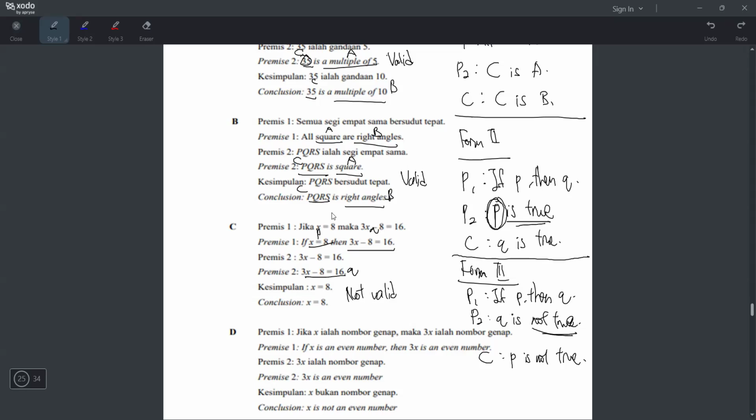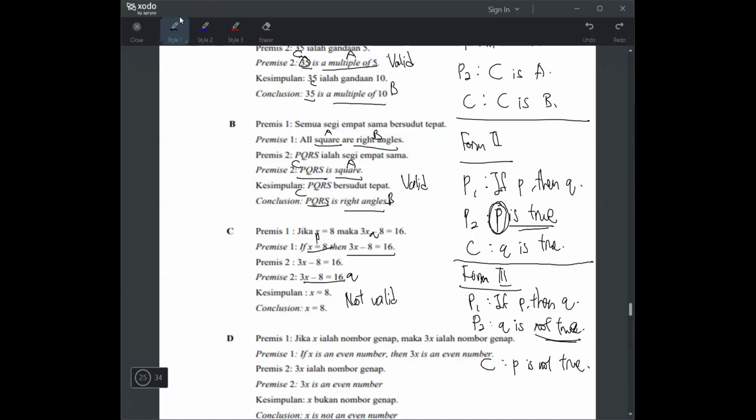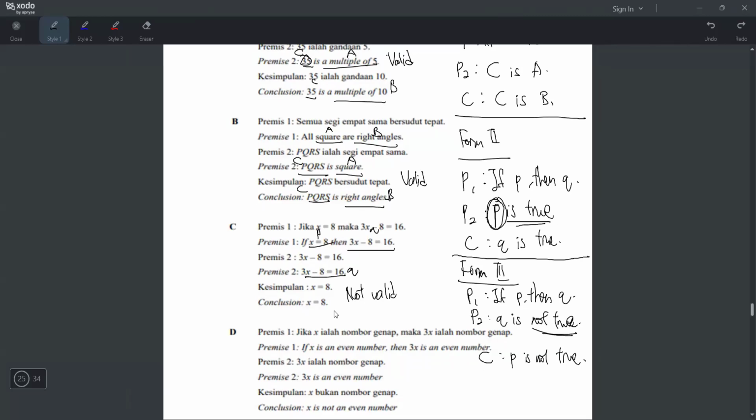Okay. If you want to mention Q but you don't do negation, then it's not valid already because it doesn't follow any, because there's only 3 valid forms of argument. Okay, there's only 3 valid forms, and you never follow any of these forms, right? So that's why it's not valid.